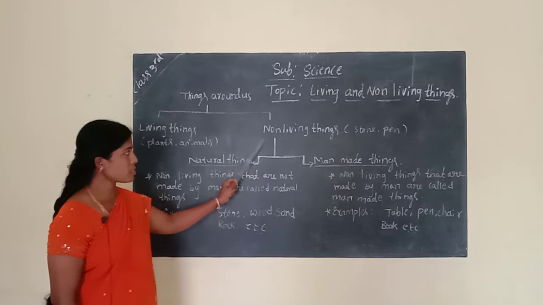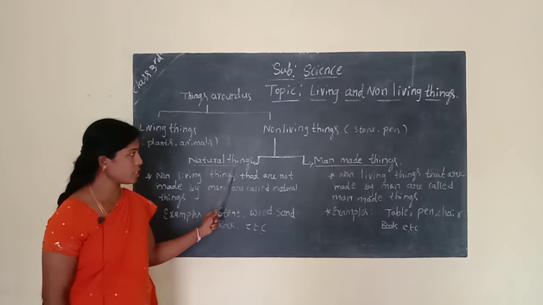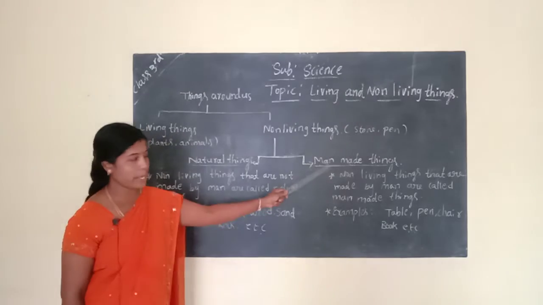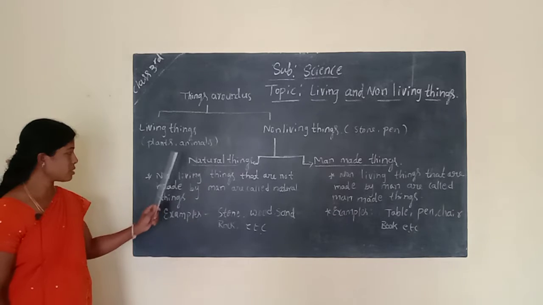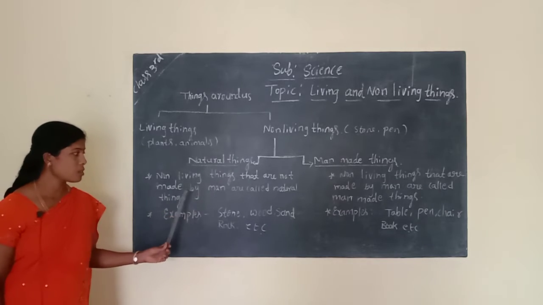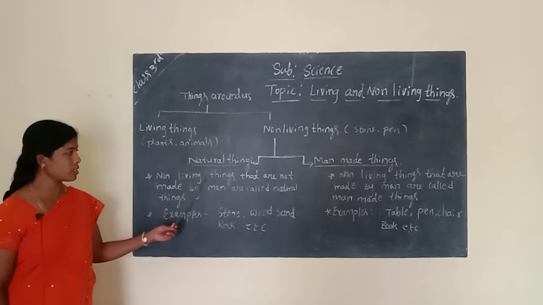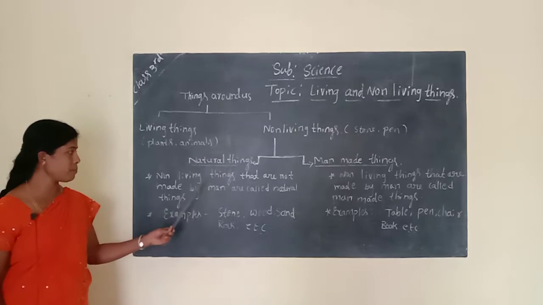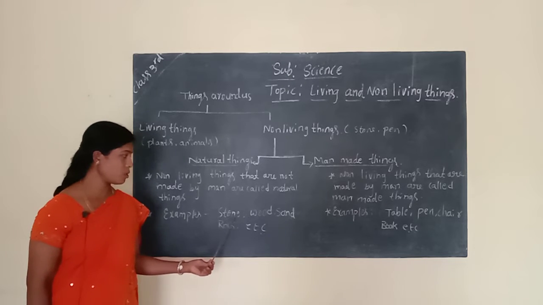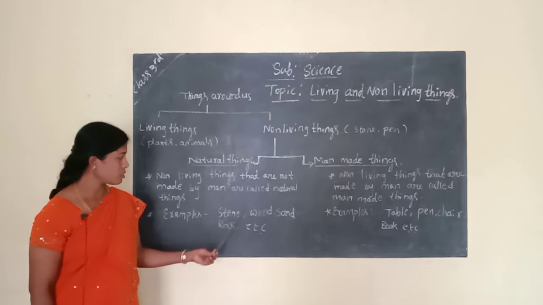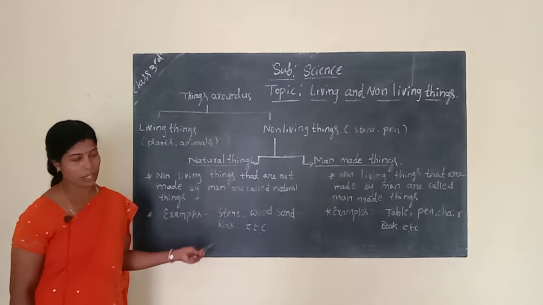In non-living things, again we can classify them into two groups. They are natural non-living things and man-made non-living things. Okay. Natural non-living things means non-living things that are not made by man are called natural things. For example, stone. Stone is not made by man. Stone, wood, sand, rock, these are all the natural non-living things.